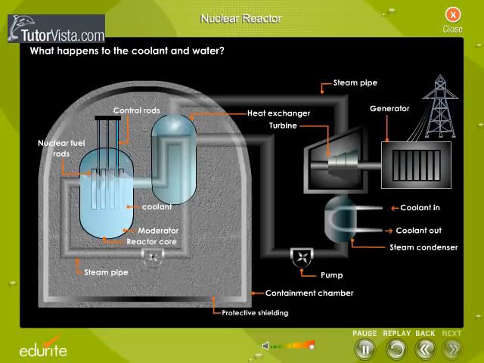What happens to the coolant and water? The coolant, which is now at a lower temperature, is then pumped back into the reactor core. The steam, which is also at a lower pressure, is cooled in a condenser and circulated back to the heat exchanger.